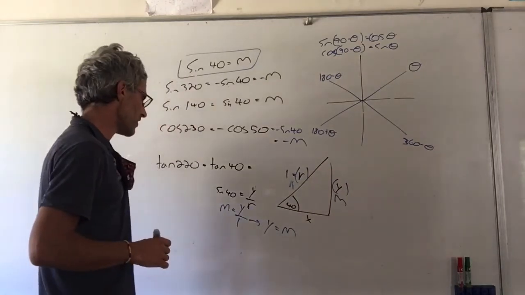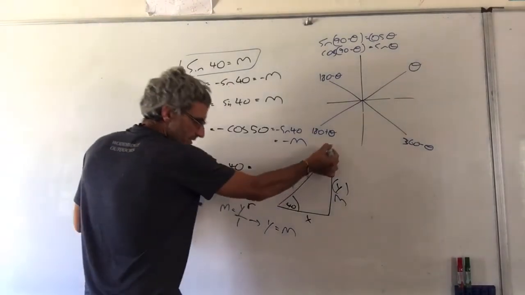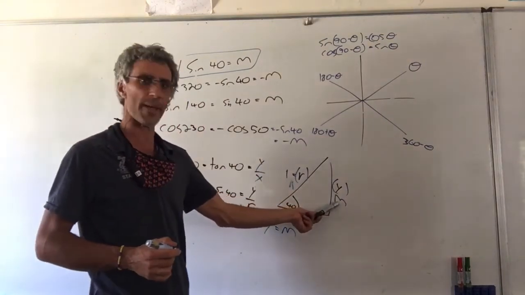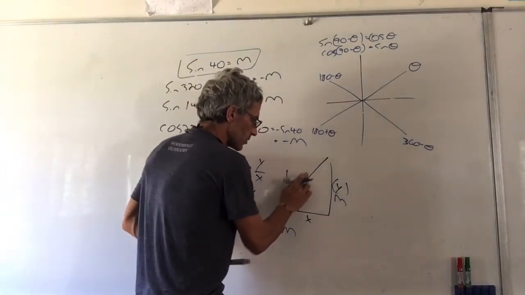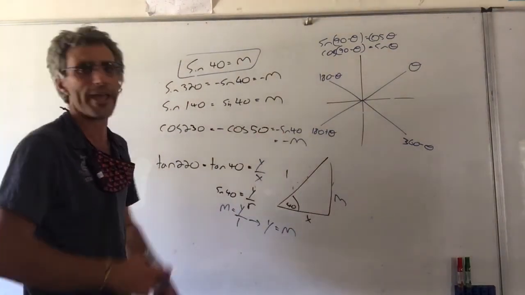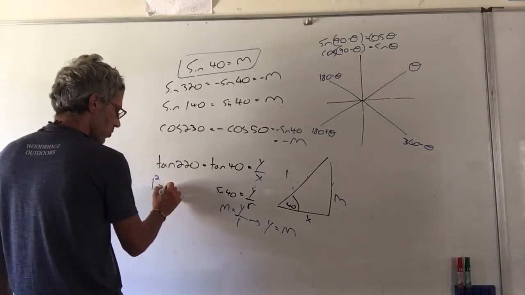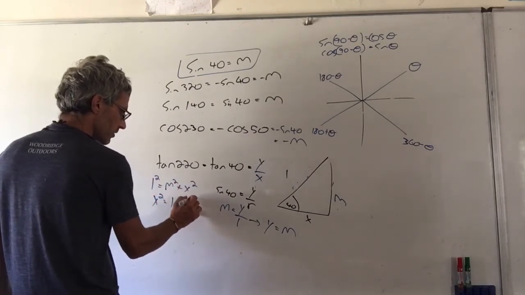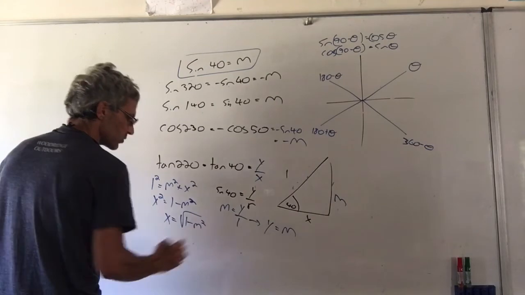Now what are they asking me? They're asking me to find tan 40. Now tan 40, tan is always opposite over adjacent, is y over x. The y I already know, y is m. But I don't have the x. So I'm going to erase these now because I think they're kind of confusing. So I know this is m, this is 1. I need to know x. How do I do it? Same old story, Pythagoras. So 1 squared equals m squared plus x squared. That means x squared is 1 minus m squared, and that means x is equal to the square root of 1 minus m squared.